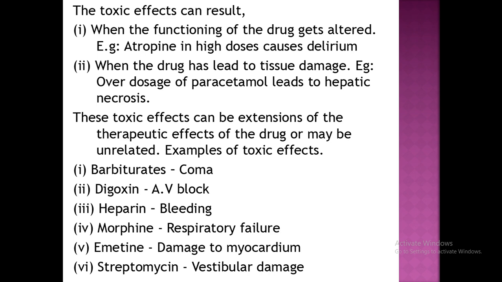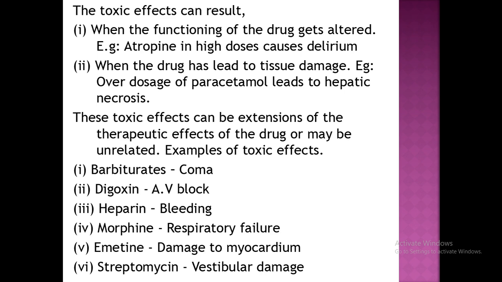These toxic effects can be extensions of the therapeutic effects of the drug or may be unrelated. So the toxic effect can be related to the therapeutic effect or pharmacological effect of the drug or may be unrelated. So examples of toxic effects are barbiturates, which are sedative hypnotics, can cause coma, can lead to coma. Digoxin used in heart failure can lead to atrioventricular block. Heparin, which is an anticoagulant, can lead to bleeding, bleeding of the gums, intestinal bleeding, nose bleeding from the nose, etc.